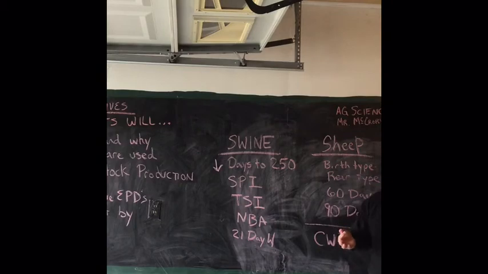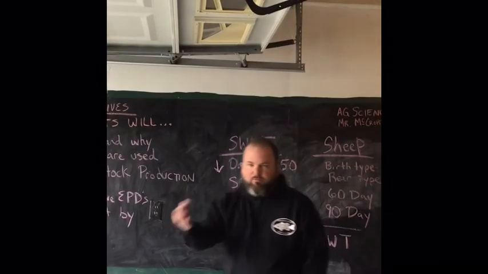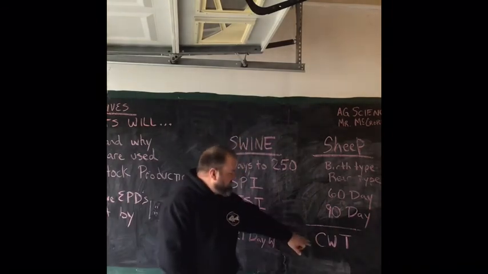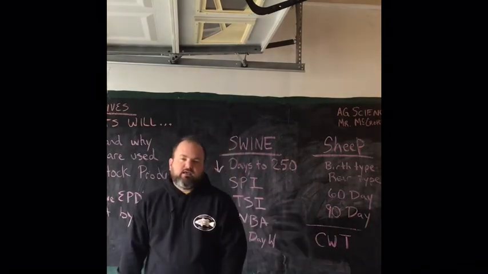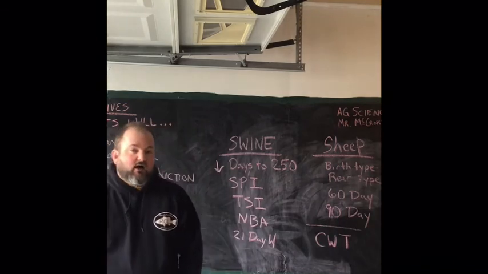Now, what I want to talk to you about to end this off today before I bring my boys back in is this. This is a number called CWT. This is hundredweight, okay? And C stands for century, okay?